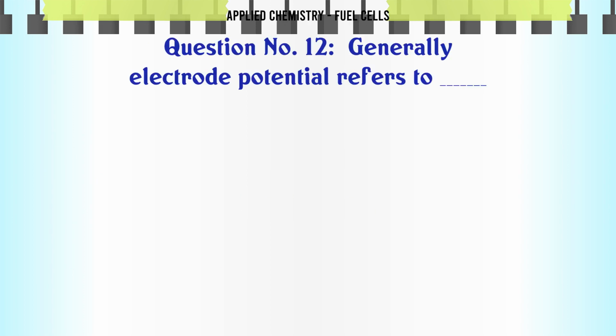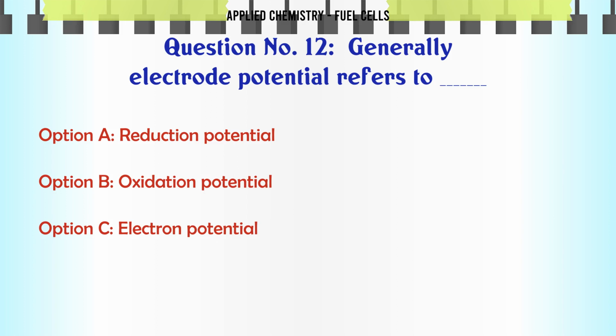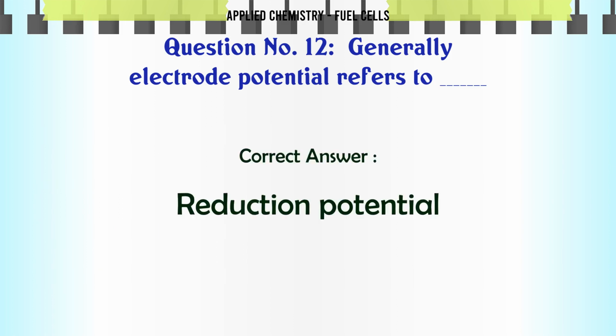Generally, electrode potential refers to A. Reduction potential. B. Oxidation potential. C. Electron potential. D. Cannot be determined. The correct answer is reduction potential.